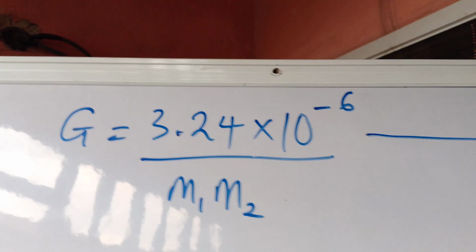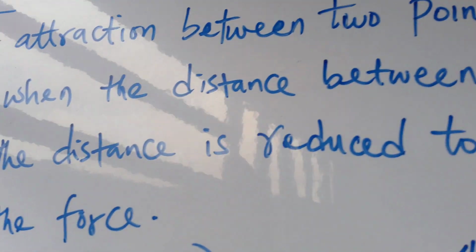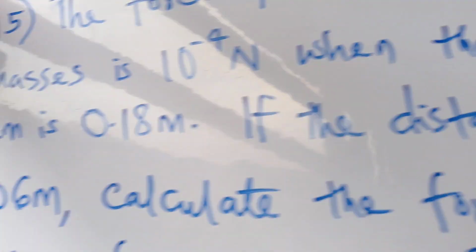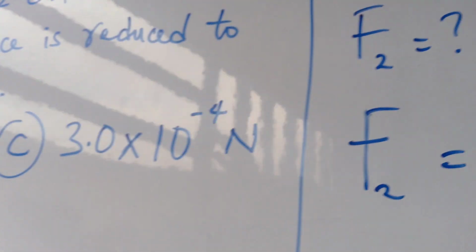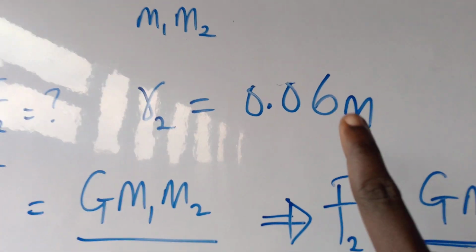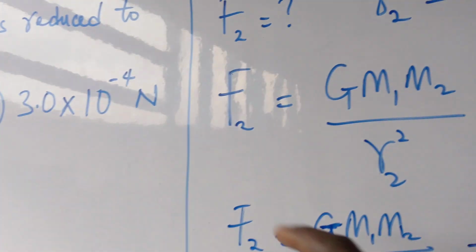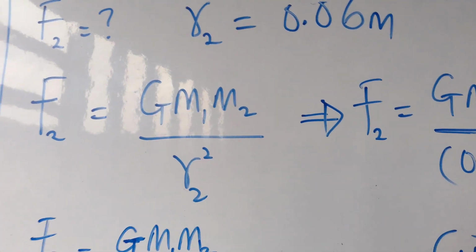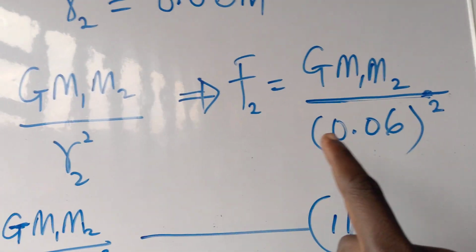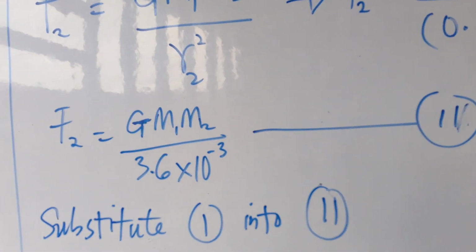I made capital G the subject of the formula. Call that equation 1. Now, in the second case, we are told that if the distance is reduced to 0.06 meter, calculate the force. So we are asked to find the magnitude of the force of attraction when the distance is reduced to 0.06 meter. You still go back again to Newton's law of universal gravitation. It says F2 is equal to G m1 m2 over r2 square. r2 is 0.06. Now raise it to the power of 2, you'll be having 3.6 times 10 raised to the power minus 3.